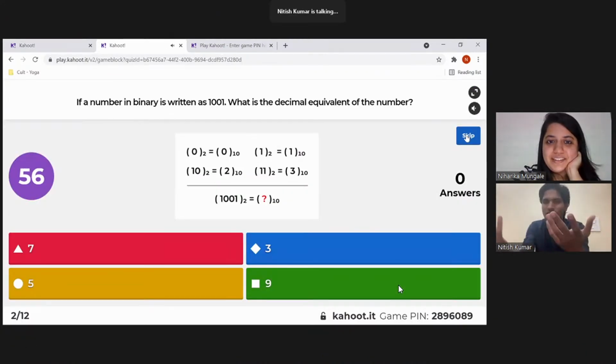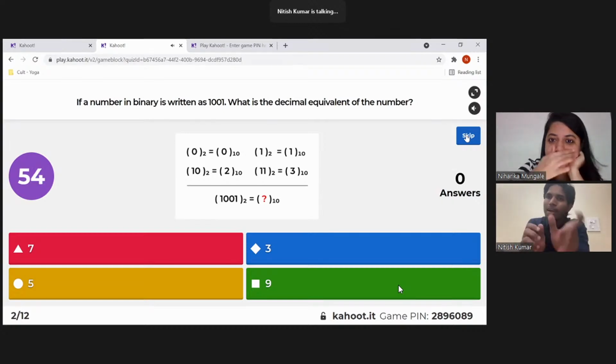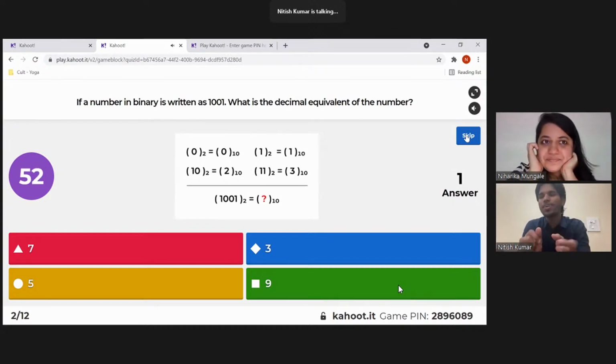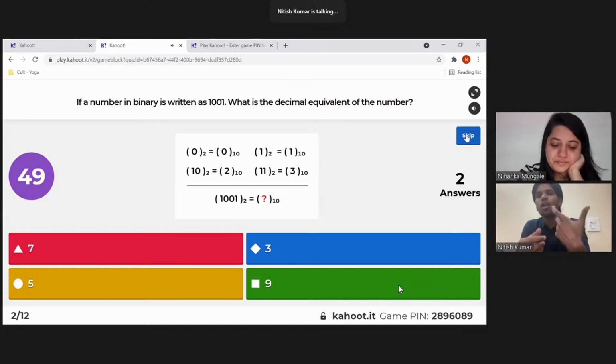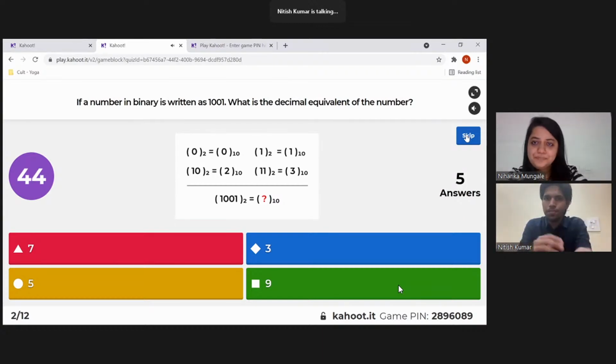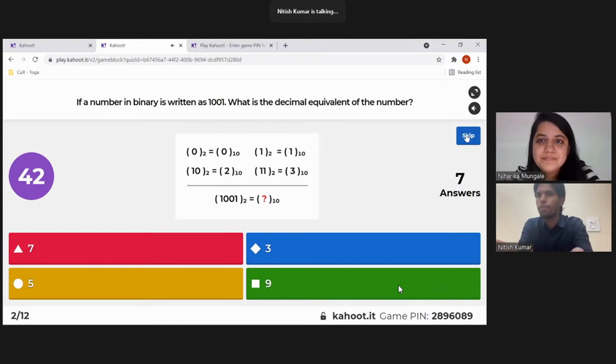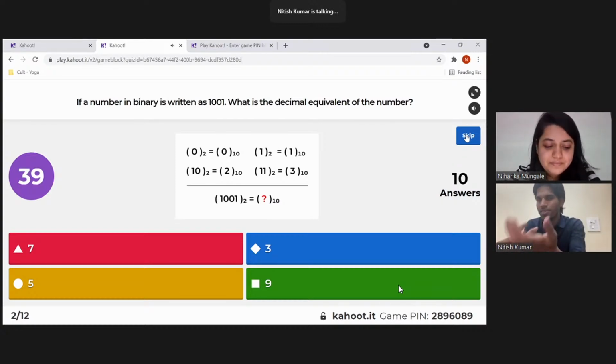So the question states very simply: if the binary number 1001 is to be converted to a decimal number, what will be the decimal number's value? In binary, you have different notations for a number. 2 is a decimal number, but 2 in binary can be written as 1, 0. Similarly, 3 in decimal, if that is to be written in binary, will be written as 1, 1. So what is the binary number 1001 equal to in a decimal value?